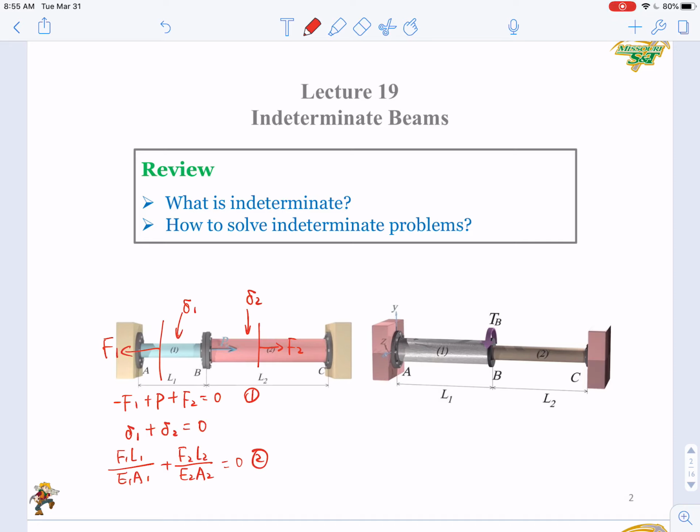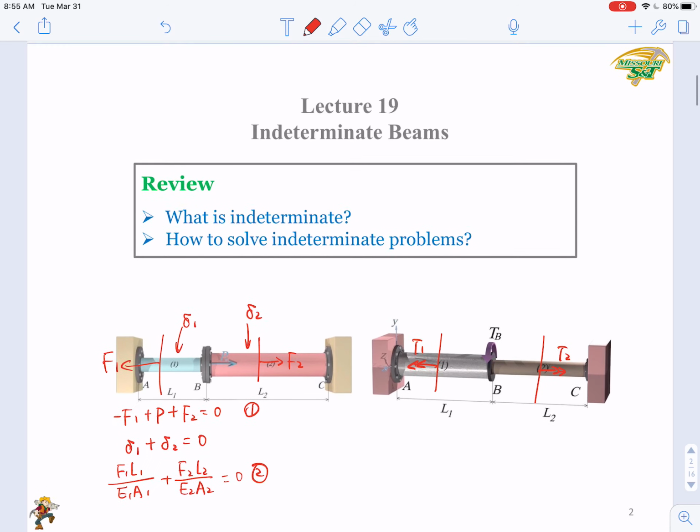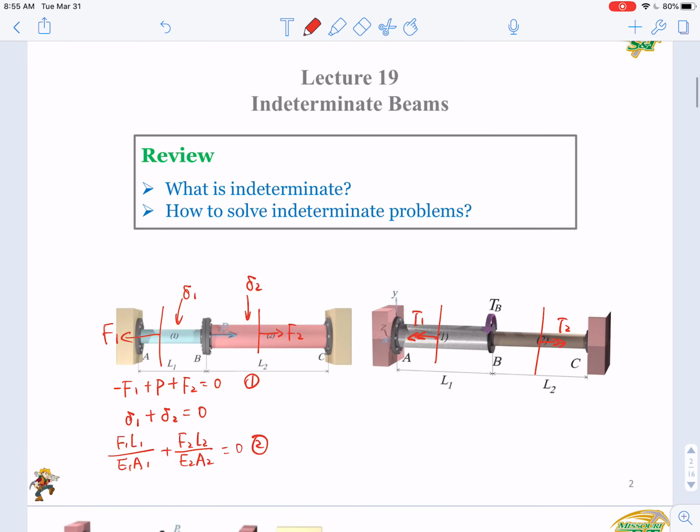Similarly, in the second example, you have an indeterminate torsional system. And here, again, if you want to solve T1 and T2, the two internal forces in the system, you cut it from here. Then based on the right-hand rule, you have T1, and here you have T2, and in the middle at point B, you have a TB. So what is the direction of TB using your right-hand rule?